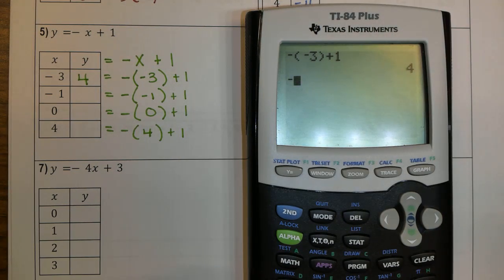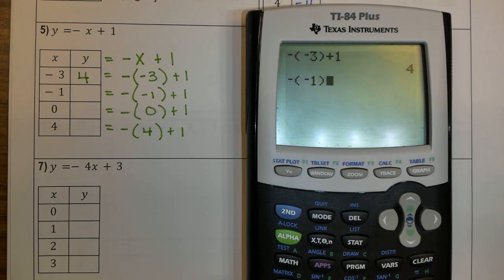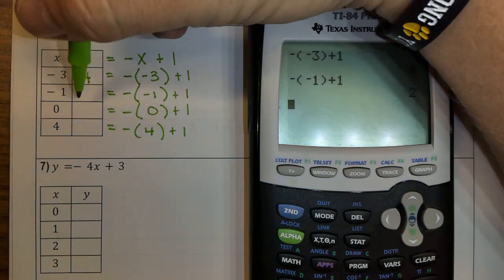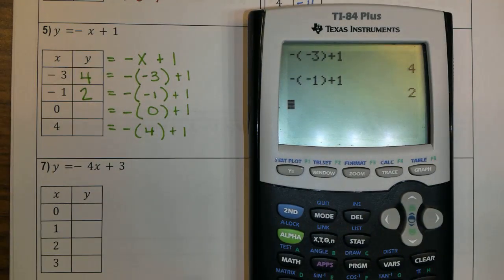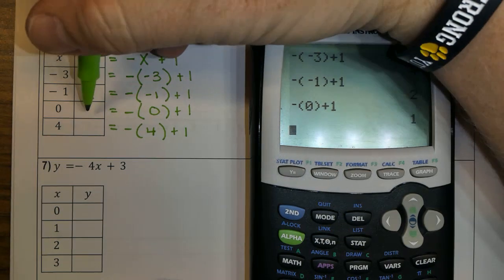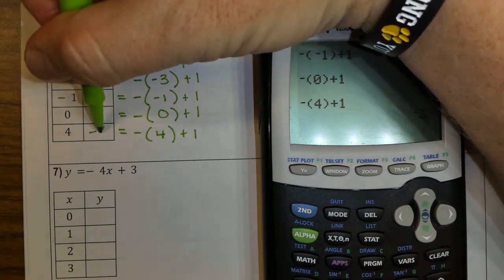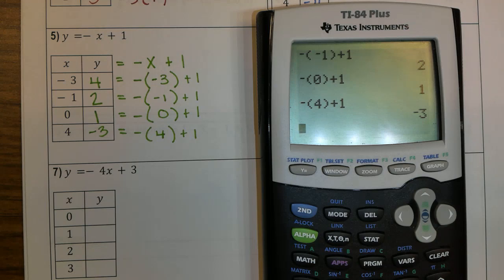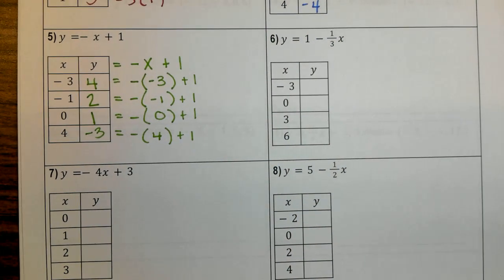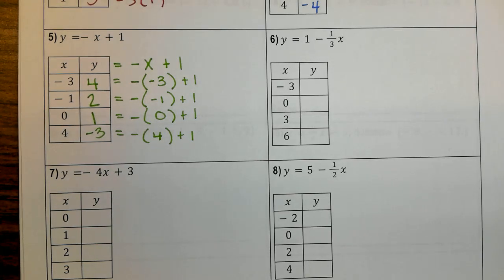Okay. Negative, parentheses, -1 plus 1, 2. Negative, parentheses, 0 plus 1 is 1. And last one, negative, parentheses, 4 plus 1, -3. And we're done. So see, even writing it out, it doesn't take that long. And on these, you're only typing in 4 numbers, so it's not bad.